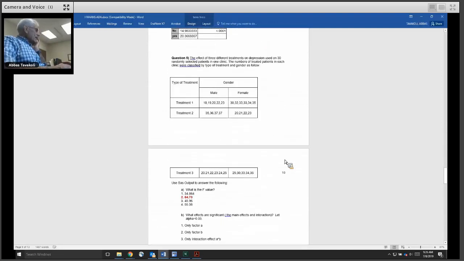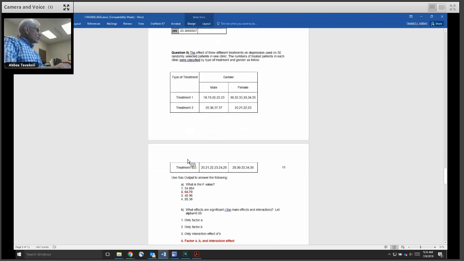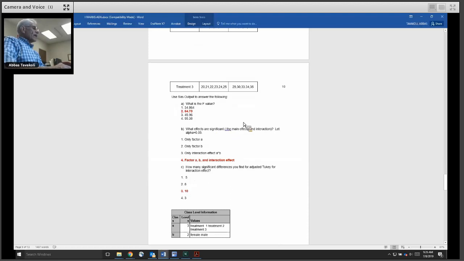So that's question 4. For question 5, we have depression. Our outcome is depression. We have 3 treatments and gender. So again, the design is the same as the previous example, 3 by 2. I ask you to find the same things using our output.